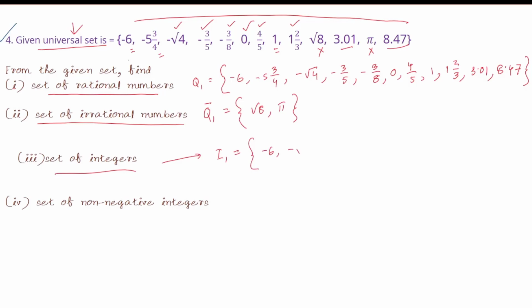Again, minus root 4 is an integer because root 4 is equal to 2. 0 is an integer. 1 is an integer. So this is the set of integers. Now the set of non-negative integers, suppose this set is I2. There are two types of nonzero integers, negative and positive, but 0 is neither negative nor positive. So if we say non-negative integers, then this includes 0 and 1. 1 is positive and 0 is a non-negative integer.